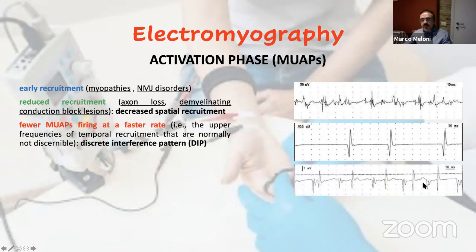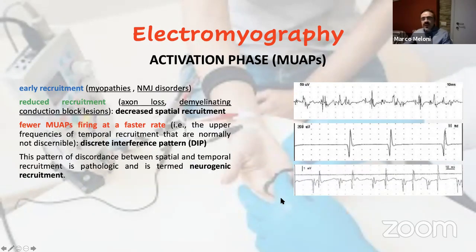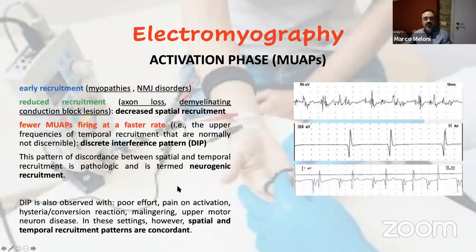And this is a picture of a discrete interference pattern. And in this case, in particular, we can see a discordance between spatial and temporal recruitment. We have a spatial recruitment, but not temporal recruitment. So it means it is neurogenic recruitment.